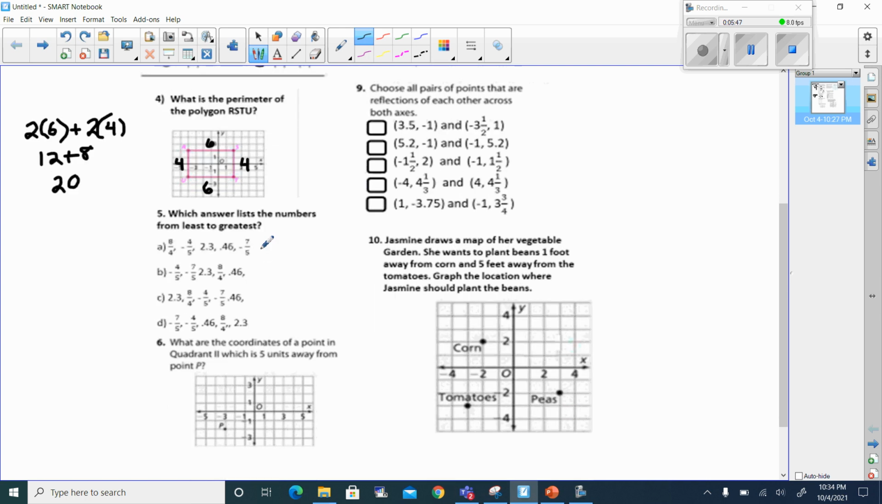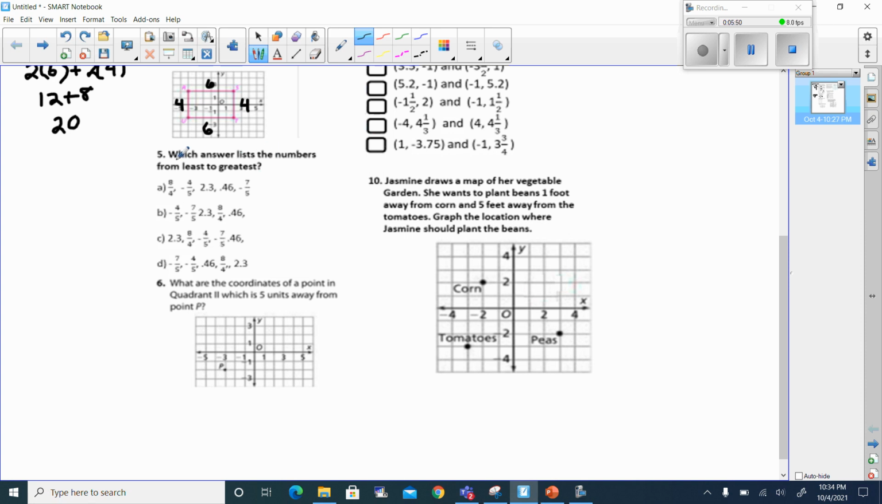All right, let's go to number 5. Which answer lists the numbers from least to greatest? We're going to have to know what these numbers are from least to greatest to do this, and in the same terms, in other words, as all fractions or as all decimals. I'm going to put them all as decimals because that's easier for you to figure out. This first number is 8 over 4. And notice all these numbers, on every one of these, they're just in different orders. So we know that 8 over 4 is the same as saying 8 divided by 4.